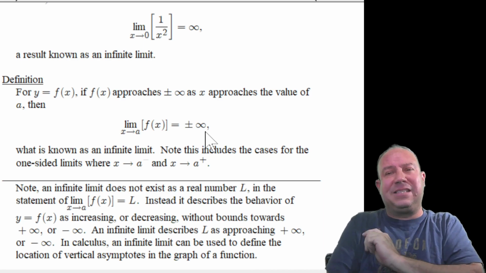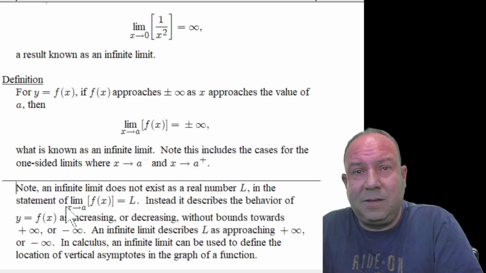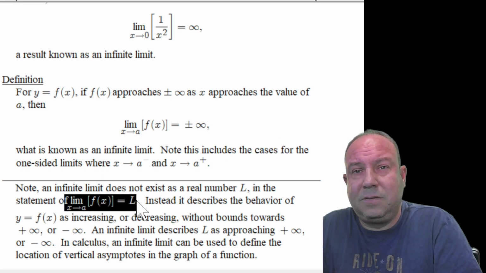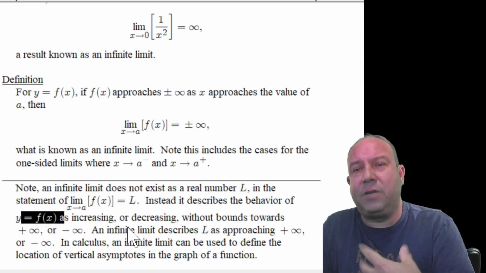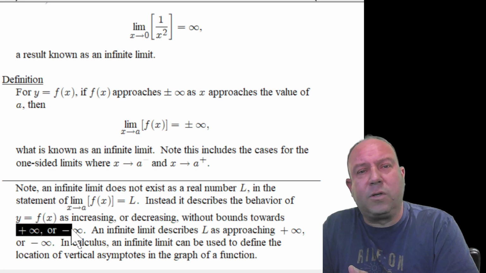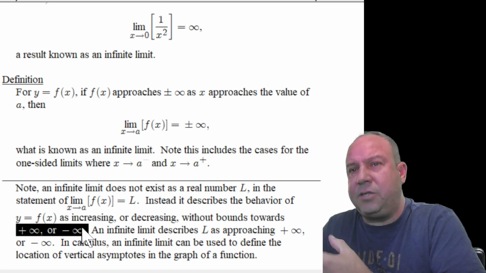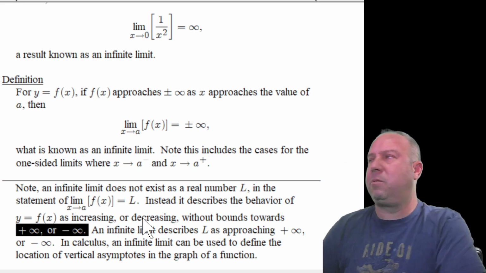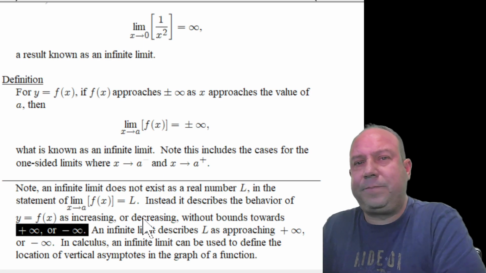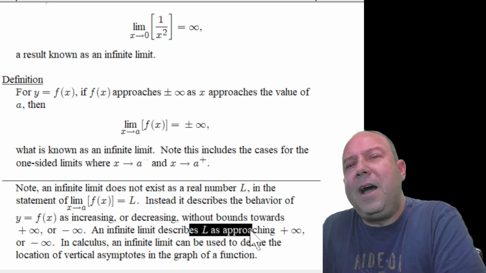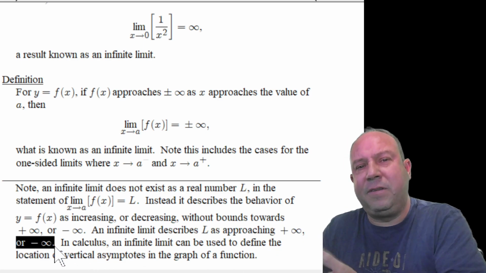Note, an infinite limit does not exist as a real number L, right, when we see this statement. And instead, it really describes the behavior of f of x increasing or decreasing without bounds towards plus or minus infinity. Back to that idea of it's describing a change that's happening without boundary, for that change that's allowed to grow or decrease forever. An infinite limit describes L as approaching positive infinity or approaching negative infinity in its value.